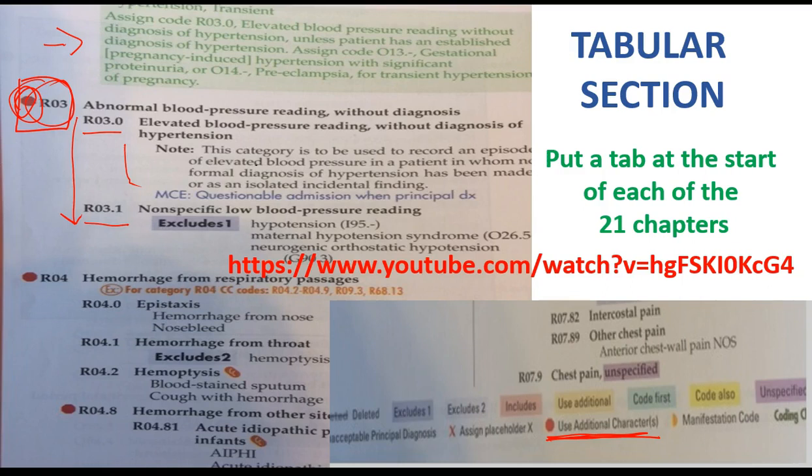Now there's 21 chapters in your tabular section. So you're going to want to put a tab at each of those chapters so you can get to those chapters really quickly.